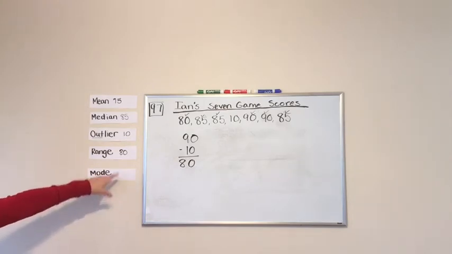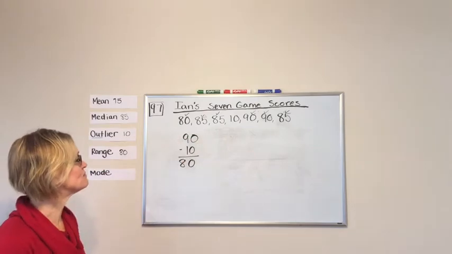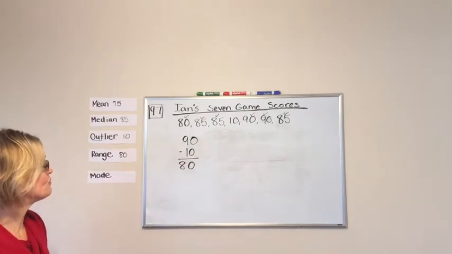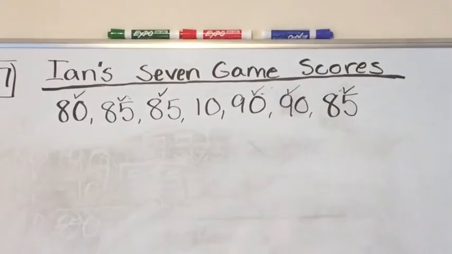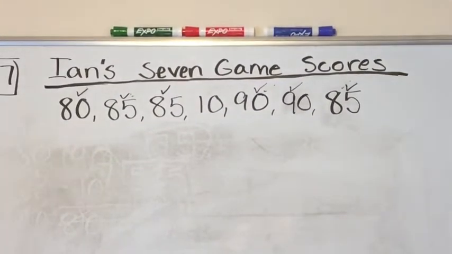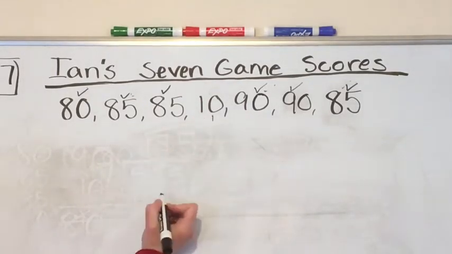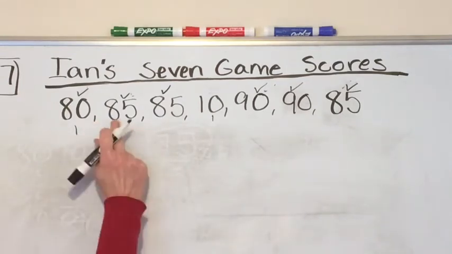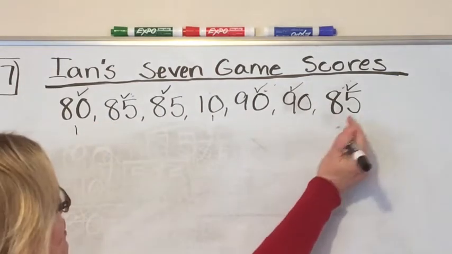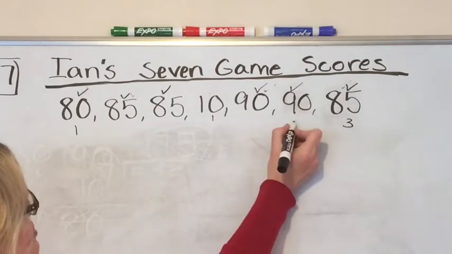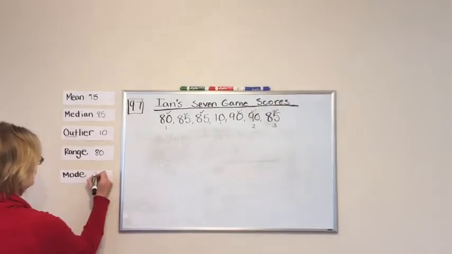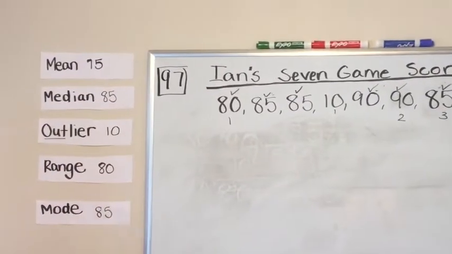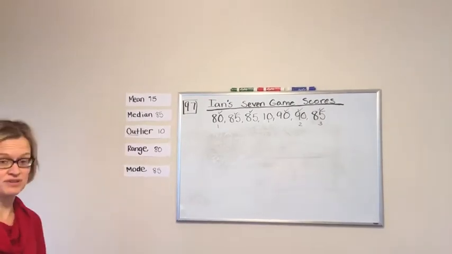Mode is the score or the number that appears the most in your list. So if we take a look at our list of Ian's 7 game scores, the number that occurs the most seems to be 85. If you take a look, 10 is once, 80 is only once, but then 85, 1, 2, 3, and 90 is 2. Well, obviously from looking at that, we can see that mode would be 85. So those are our terms that we're learning today.